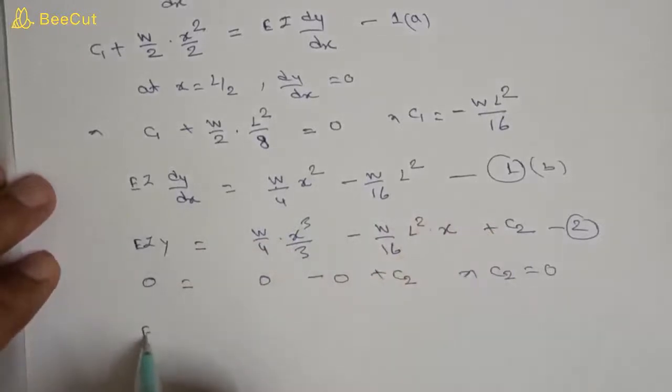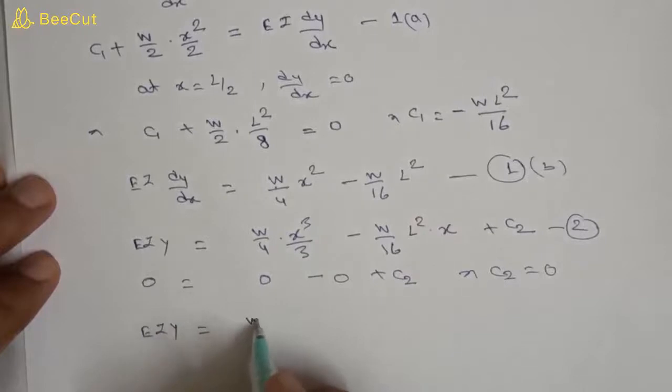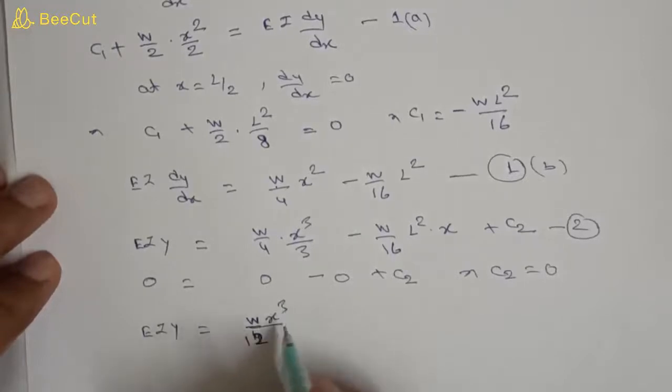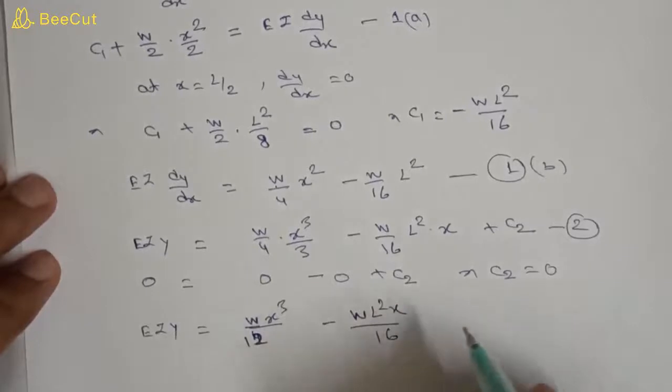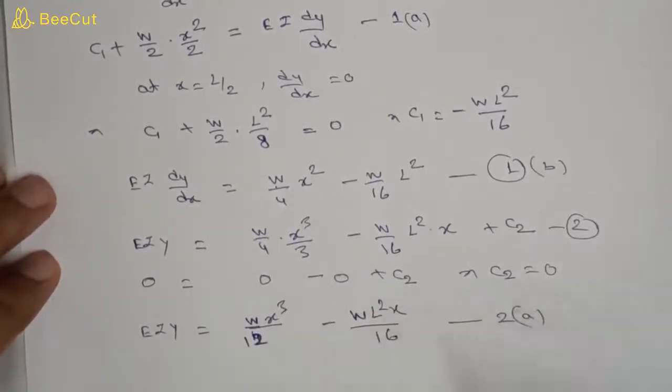So we will get EIy = w/4 (x³/3 - ...) which is wx³/12 - wl²x/16. This is equation number 2a.